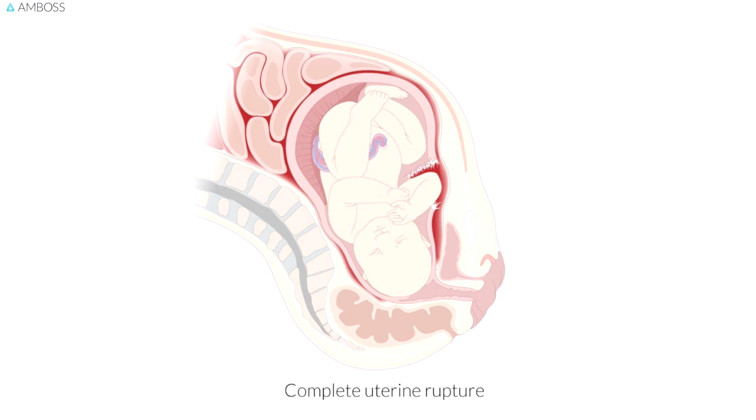Here's an image from our partnership with AMBOSS, which shows complete uterine rupture. Complete uterine rupture refers to rupture of all uterine layers, including the visceral peritoneum. The rupture leads to life-threatening massive intraperitoneal and vaginal hemorrhage.